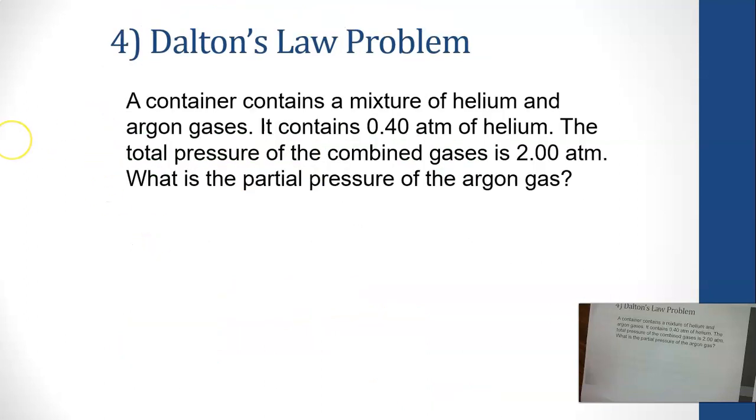All right, a container contains a mixture of helium and argon gas. It says that it contains 0.4 atmospheres of helium, and the total pressure of the combined gases is 2 atmospheres. What's the partial pressure of the argon gas?